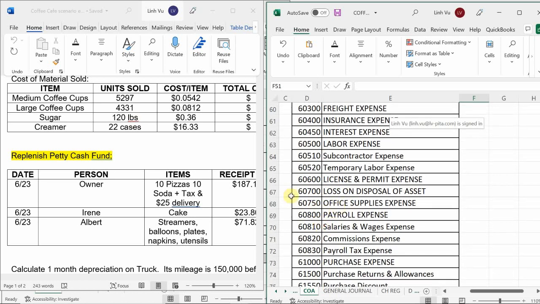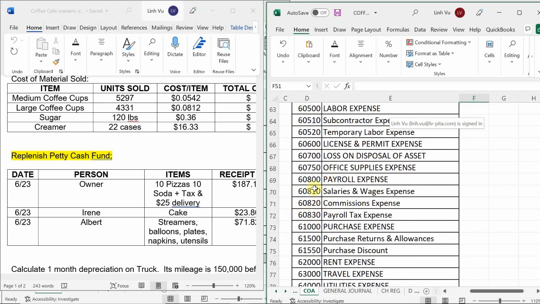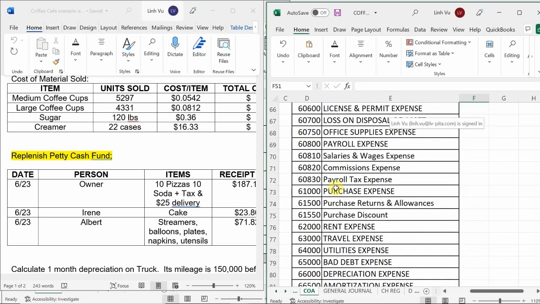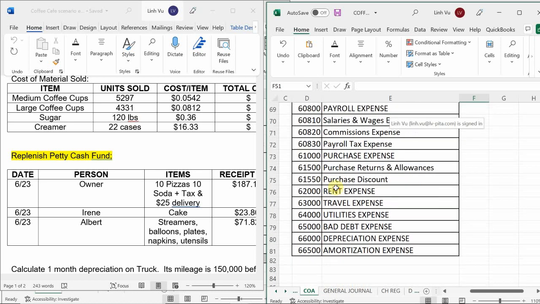It's not considered office supplies, right? You didn't buy paper, pens, or anything like that. It's not an office supply, okay? Because you bought pizza, you bought food, you bought a cake, right? That has nothing to do with the office supplies. It didn't have to do with payroll, right? These expenses didn't affect your payroll, paying your employees. It wasn't a purchase expense, right? Because you didn't buy inventory. It wasn't for traveling. It didn't have to do with the utilities. Had nothing to do with bad debt, depreciation, or amortization.